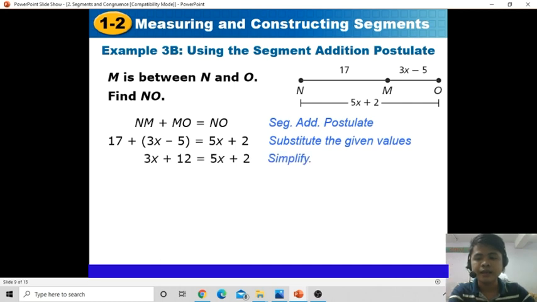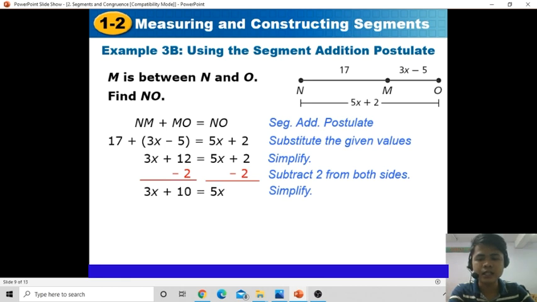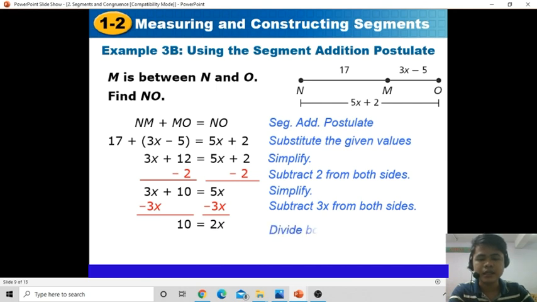Simplify. Okay. 17 plus 3x minus 5 is equal to 3x plus 12. Then equals 5x plus 2. Then solve for x. Subtract 2 from both sides. Okay, it will be 3x plus 10 equals 5x. Subtract 3x from both sides. It will be 10 equals 2x. Then divide both sides by 2. 5 will be equal to x, or x is equal to 5.